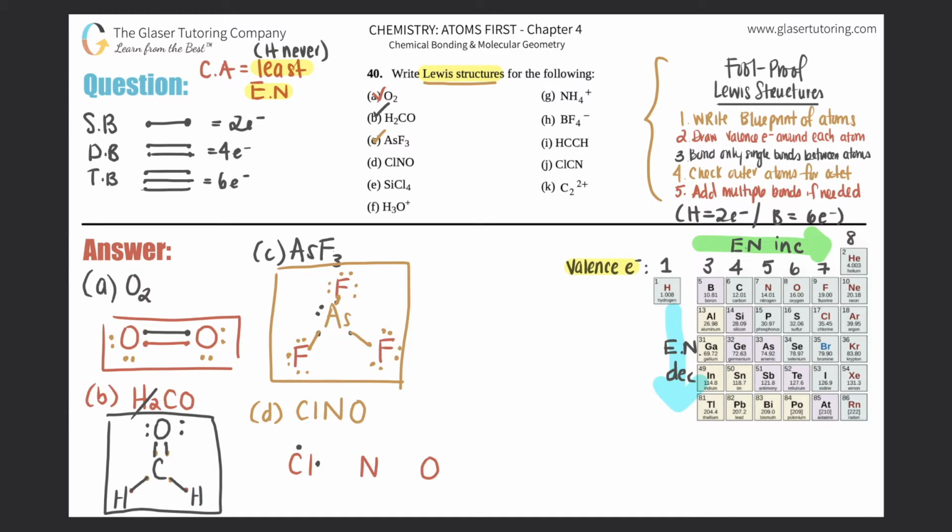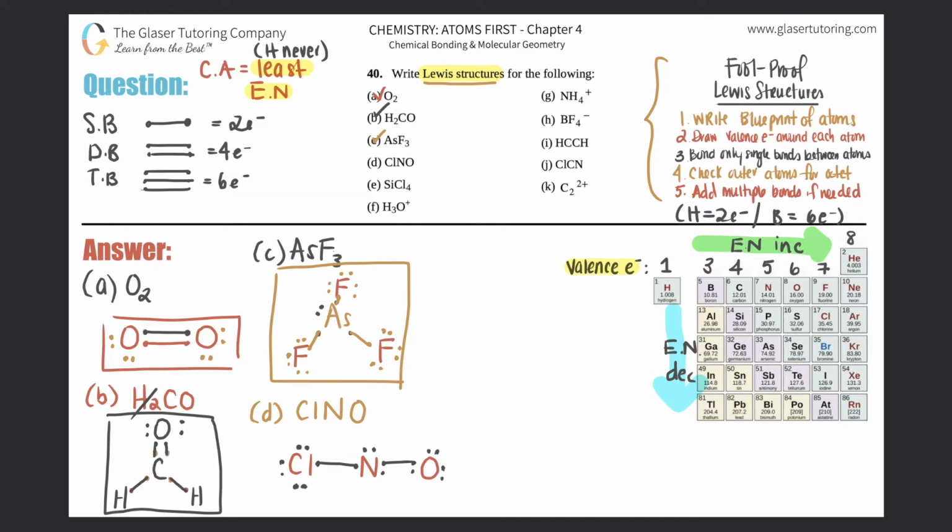Place the valence electrons around each atom: 7, 5, and 6. Then make a single bond between each, so 1 and 1, 1 and 1.